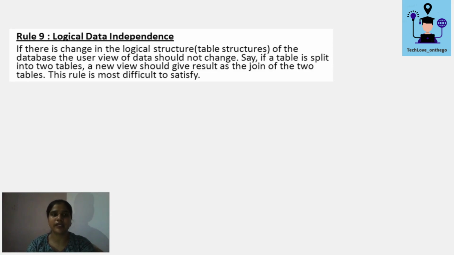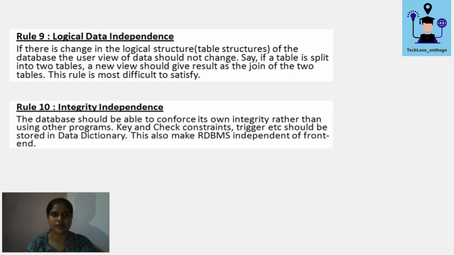Rule number 9 is logical data independence. If there is a change in the logical structure of the database, the user view of the data should not change. Suppose you are splitting a particular table or joining two tables, that should not affect the view to the user. But this is very difficult to achieve in a database.